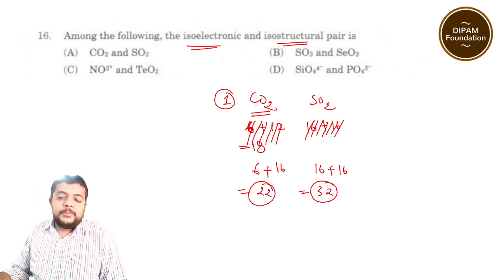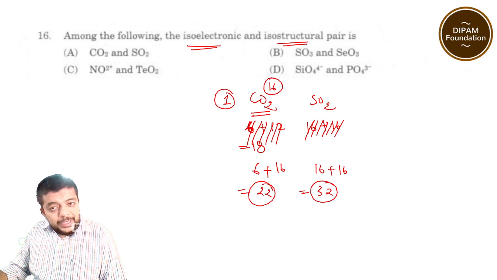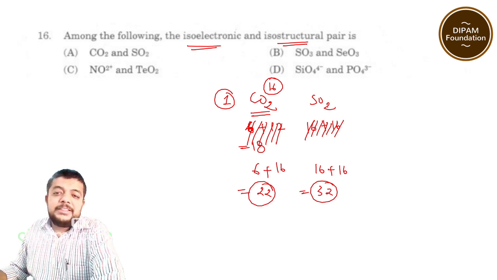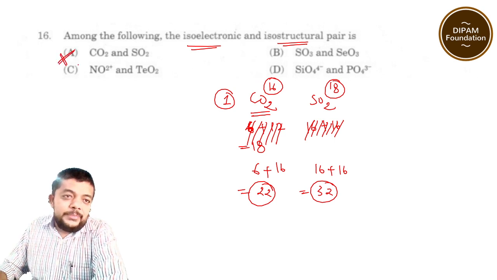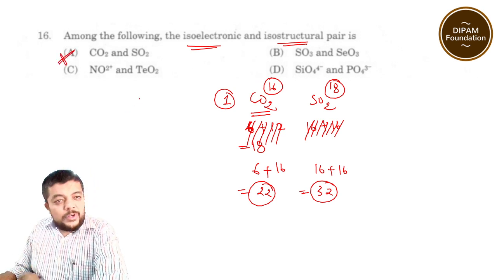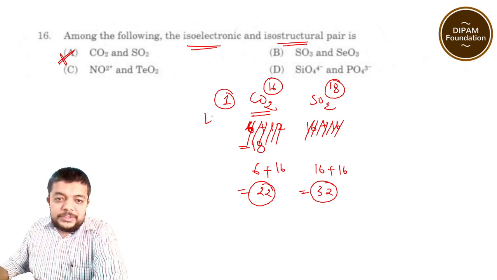Carbon has 4 valence, oxygen has 6, so 6 twos are 12, 12 plus 4, 16, if I go according to the valence. Over here it is sulfur 6, oxygen 6 plus 6, 12, so the total is 18. Even then, it is not at all isoelectronic. And even if you go for the isostructure, it is not there because CO2 has a linear structure.